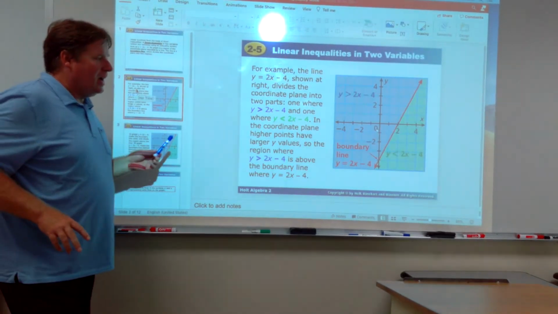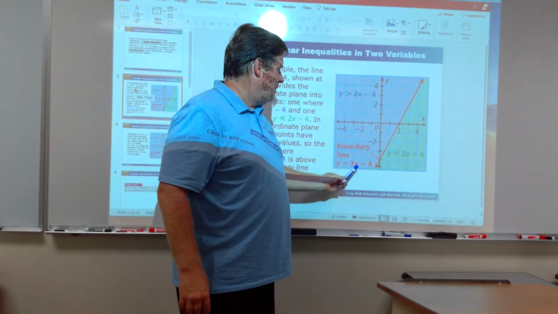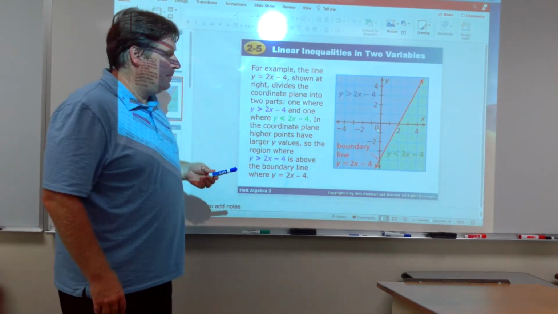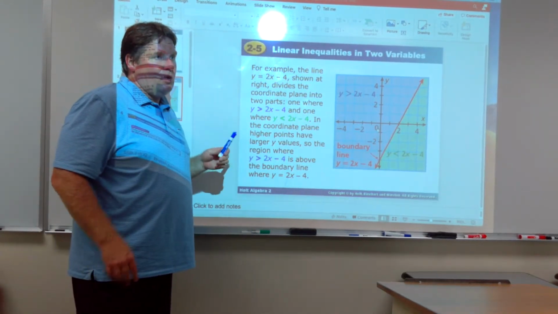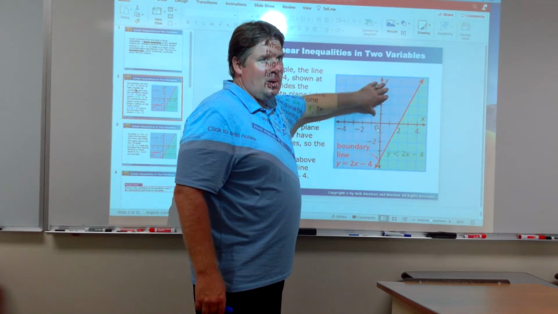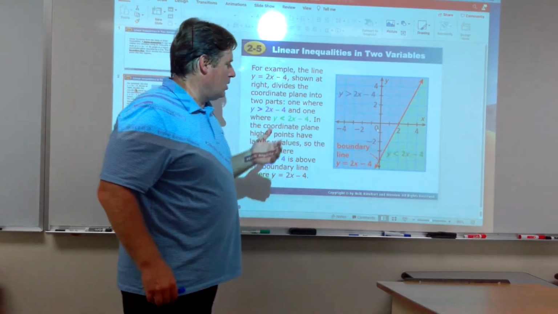When we draw the line where it's equal, that's the line itself. That's where, if you put a number in for x, it's going to equal the y. So that's the line. Now, where is y greater than? Y greater than is going to be above the line. Greater than is above. Less than is going to be below, is what we're going to see there.